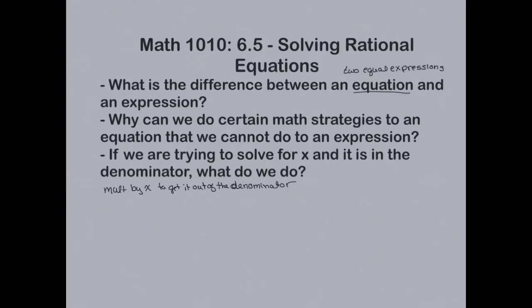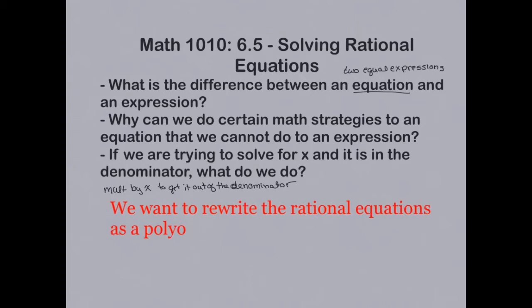Okay, so one thing else that I'm going to add in here that's really important when we're solving rational equations, I'm actually going to type this instead, so let me switch to my keyboard. Okay, so when we're solving rational equations, we want to rewrite the rational equations as a polynomial. So then we already know how to solve a polynomial. We factor it, set it equal to 0, and use the zero product property. So that's the big thing.